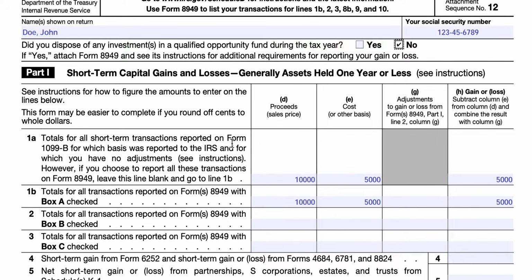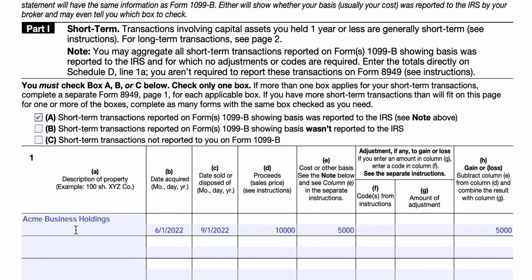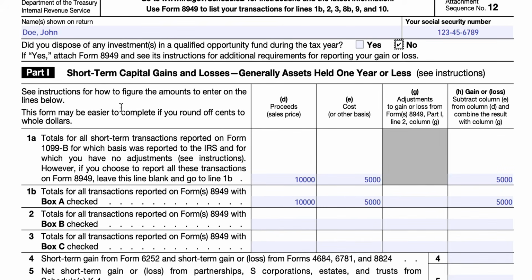that impacts which box or which line you report in Schedule D. So for example, this is a completely different transaction from the one that's in line 1B. The line 1B happens to be John Doe's disposition of Acme Business Holdings. He held it for 3 months. He sold it for $10,000. He bought it for $5,000. So this gain or loss is right here. And that's what he's reporting here.